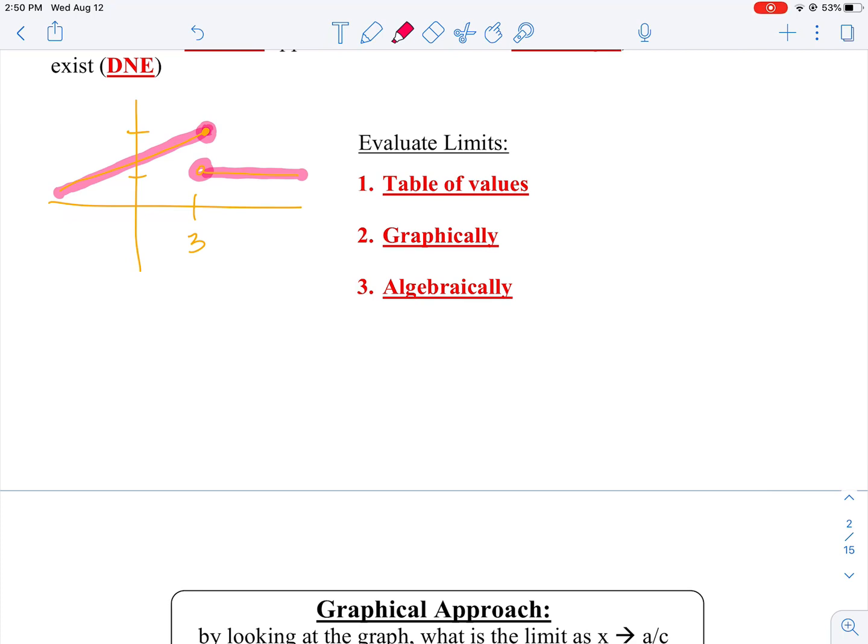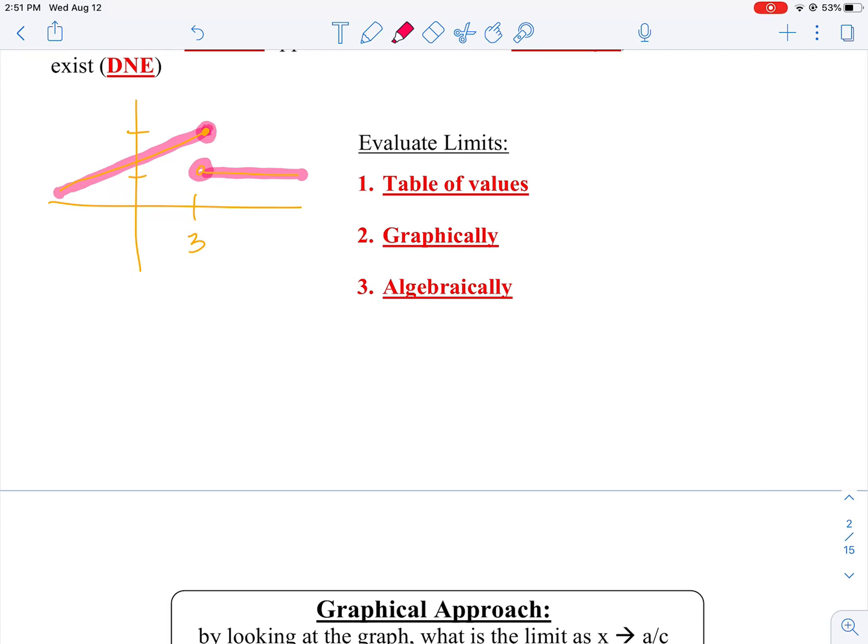We can also plug in numbers really close to 3 on the other side. We can do 4, we can do 3.5, we can do 3.3, we could do 3.1, we could do 3.01. We can get really close to 3 on both sides and see what happens with our outputs, our y values. If they end up looking like they both approach 5, well then our limit is going to be 5. If one approaches 5 and the other one approaches -12, well we know we're not going to be together and our limit wouldn't exist. So doing a table of values, plugging in numbers and seeing what happens as we approach a certain x value.